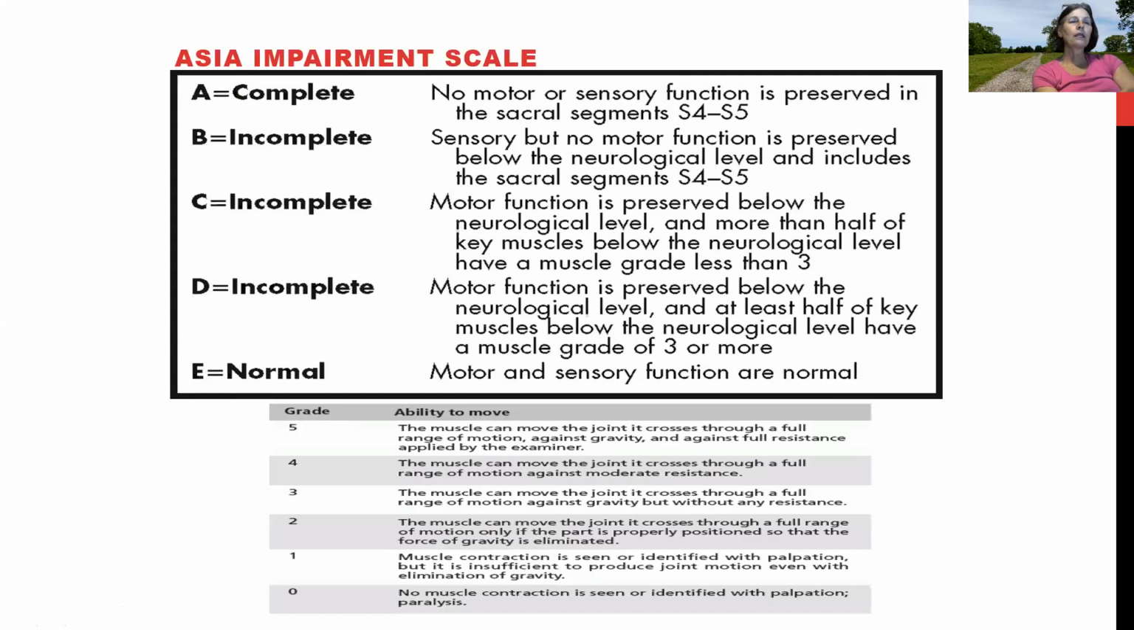A B is an incomplete injury where you have sensory but no motor at sacral S4 and S5. A C is motor may be preserved, but most of the muscles don't have much muscle strength. It's below a 3. A D is the motor is preserved and the muscles can function at 3 or above. And then an E is perfectly normal. So if I'm going to have a spinal cord injury, I want a D. I don't want an A. I want to have function.